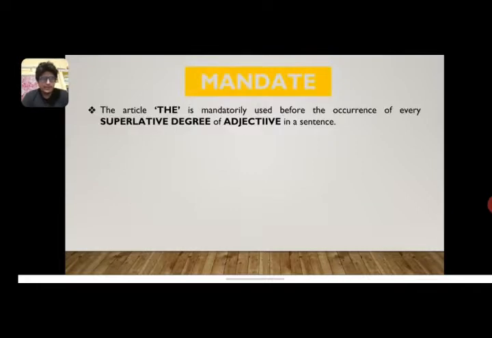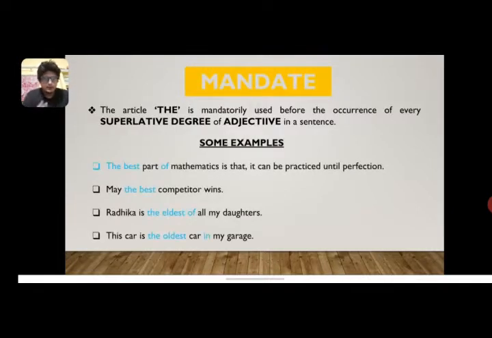Let's head on to mandate number 3. The article the: if you remember, a, an, and the are the 3 articles that are divided into 2 major categories called definite articles and indefinite articles. We'll get to that context at a later stage. The article the is mandatorily used before every superlative degree of adjective in a sentence. Now this is a compulsion. If you miss it, you will definitely go wrong with the sentence. Every time you use the third column of the adjective, you are supposed to use the article the. It's a mandatory part of English grammar.